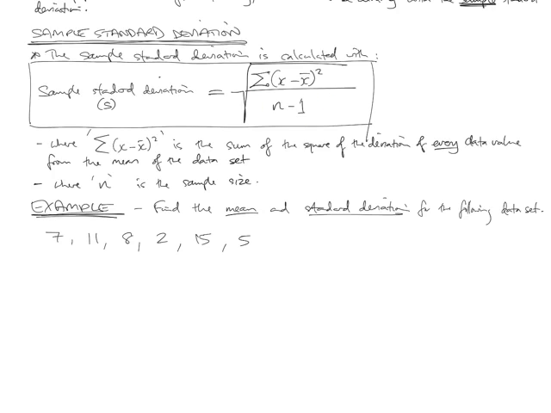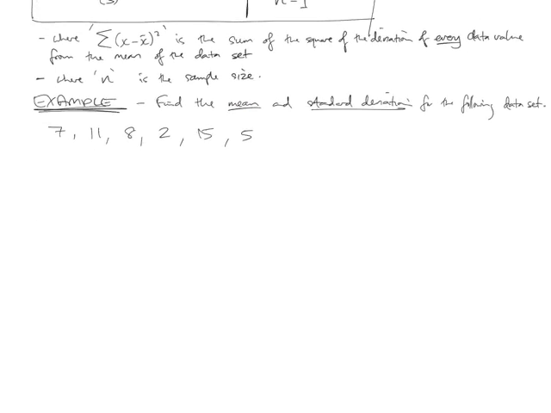So to help clear this up, this complicated concept, we're going to try and find the mean and standard deviation for the following data set. If you're finding the standard deviation manually, you always need to find the mean first, because you need to work out what the deviation of each data value is from the mean. You can't do that unless you know what the mean is.